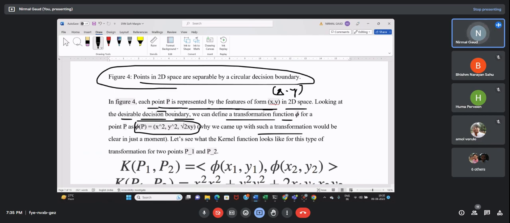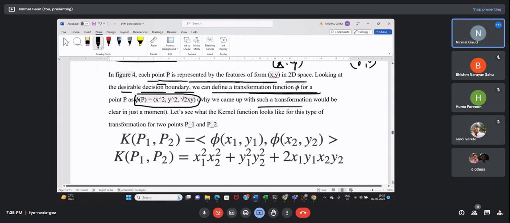Now the desired decision boundary requires a function that is circular, and the equation of a circle is x square plus y square equal to r square if you have the origin at 0 0. Okay, if the center of the circle is 0 0, this is certainly the equation. So they are saying this is the transformation function xi, which has been written as x square, y square, and square root of 2xy. That's what they are mentioning. Now they are telling how this came about.